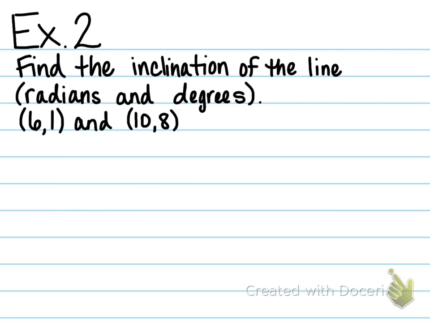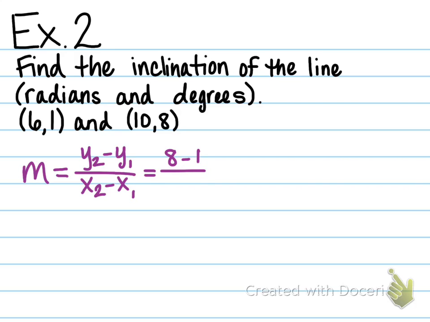Number 2 says to find the inclination of a line in radians and degrees that goes through the points (6, 1) and (10, 8). Since I have 2 points floating out in space, first I need to find the slope of the line that would go between these 2 points. Remember that slope equals y2 minus y1 over x2 minus x1. So I'm going to plug in my ordered pairs: 8 minus 1 over 10 minus 6. So this means that my slope is 7 over 4.